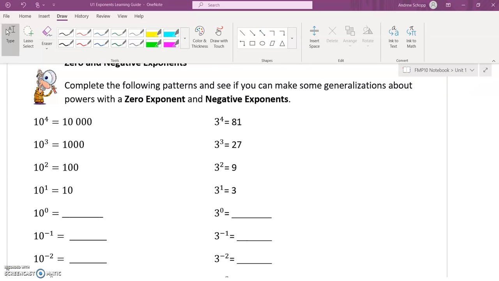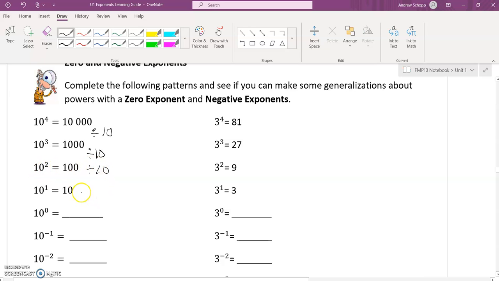Okay, let's check your predictions to see how things went. When I look at this first one here, 10 to the power of 4, I get 10,000. And as we move down a power of 10, if I think about that in terms of repeated multiplication, I'm multiplying by 10 one less time. So that would be similar to dividing by 10. So to go from 10,000 down to 1,000, I would divide by 10. Let's see if that pattern continues. If I divide by 10, I get 100. Perfect. And that makes sense because I have one less factor of 10 multiplying.